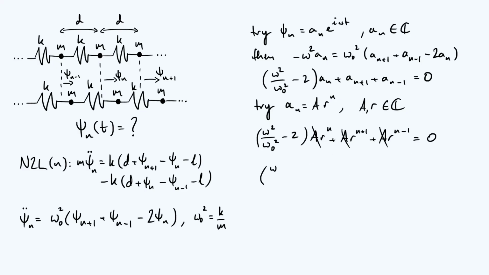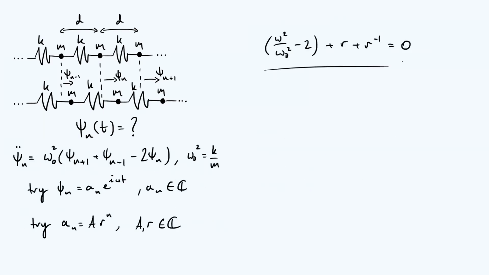So if we cancel r to the n, you get omega squared over omega naught squared minus 2. That's now just a constant term. Then you've got plus r, because this was r to the n plus 1. We got rid of the n by dividing by r to the n. Similarly, for this term, you're just left with r to the minus 1. And we're left with a reasonably simple looking equation to solve for r. One thing you could do, the standard thing to do with this equation, is multiply up by r, and then you get a quadratic which can be solved.